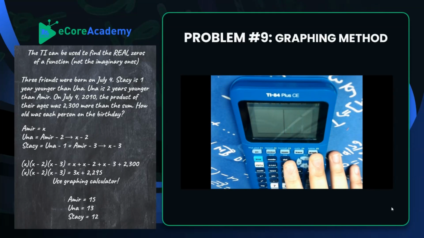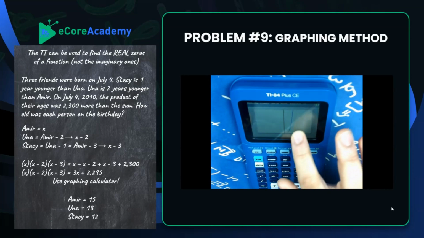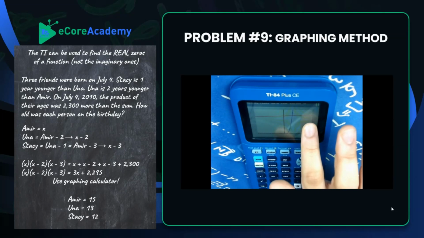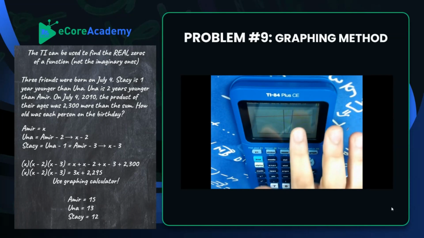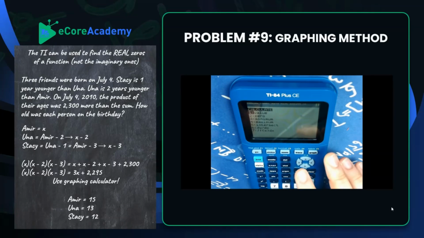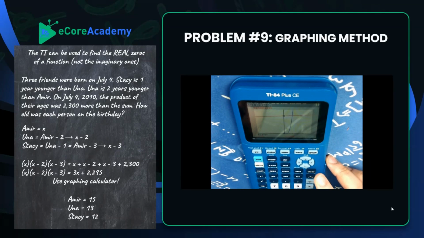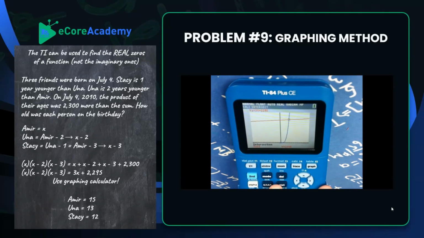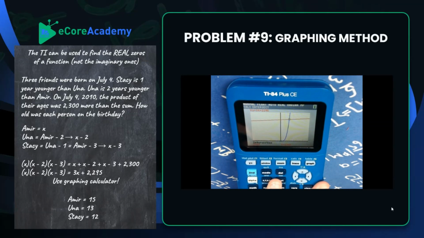So if I hit graph, you're going to see two functions graphed. This is our cubic, which is the product of their ages, and this is our linear, which is the addition part. Next, we're just going to find the intersection, which is pretty straightforward. Second, trace, 5 for intersect, and then you just hit enter 3 times: 1, 2, 3. And you're given that x is equal to 15. I know it's kind of hard to see. X is equal to 15. Y is equal to 2,340.